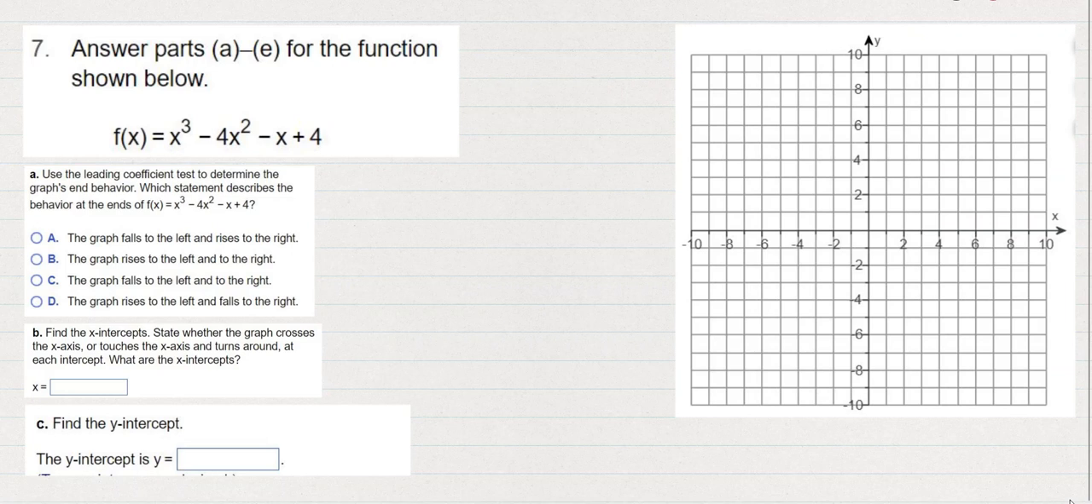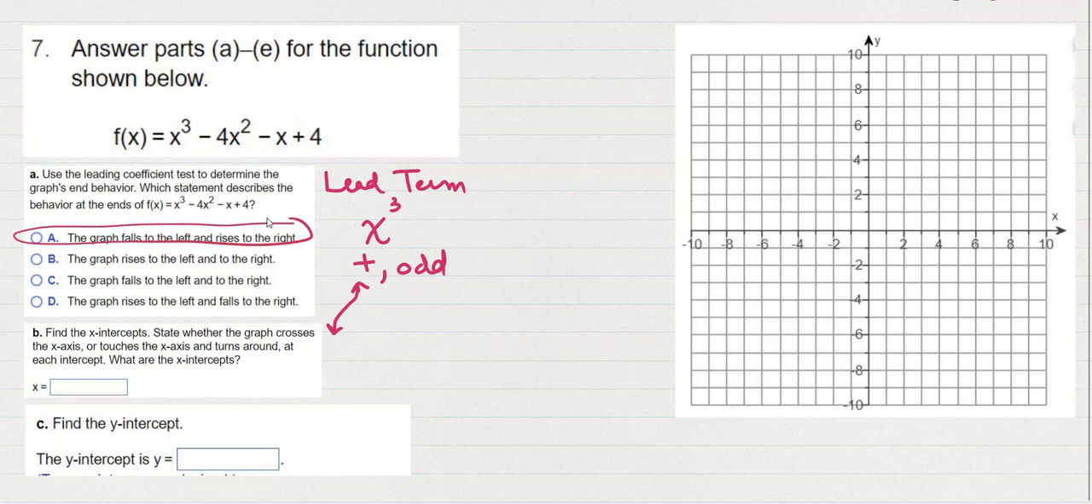Let's look at this graphing example, number 7, and this is the last one we'll do in this video. To graph this function, I'm going to start by looking at the lead term. The lead term is the positive x cubed. It's like a 1x cubed, right? So that is positive, and the degree is odd. So that behaves like a cube function where it falls to the left and rises to the right.